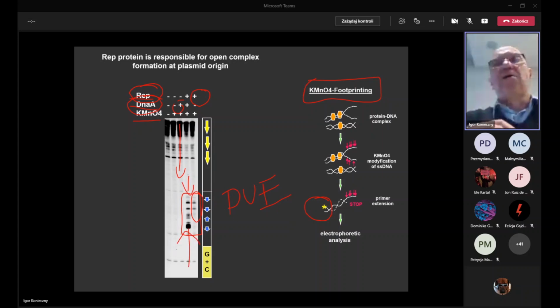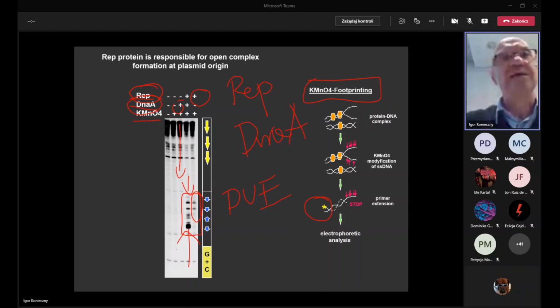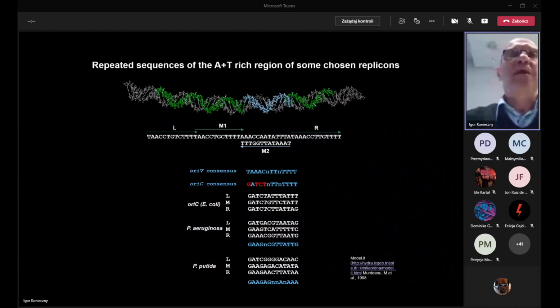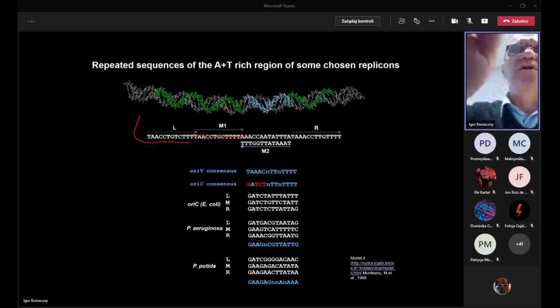Okay. So this tells you that both Rep and DNA A are required for the opening reaction at the DNA unwinding site. Because of the sequencing and identification of this part, which was modified by potassium permanganate, it was possible to identify the sequence, and it was determined that this DNA unwinding AT-rich part of the replication origin contains repeated 13-mers.